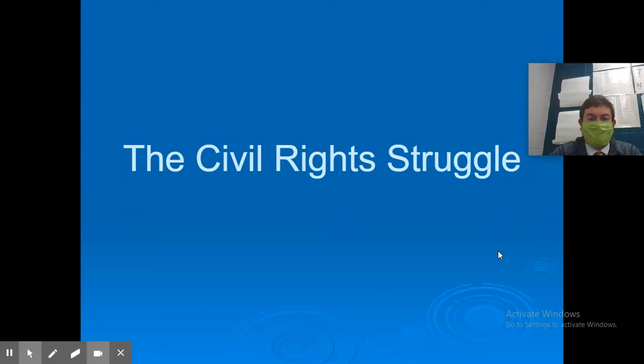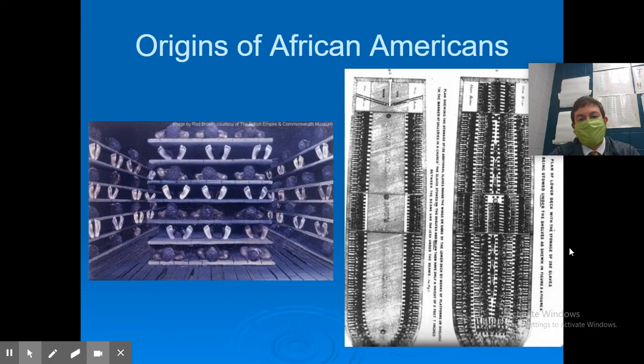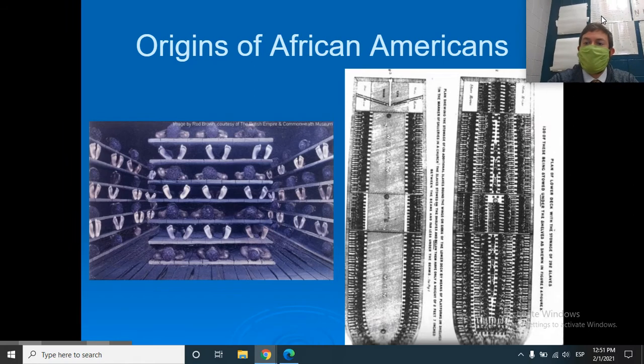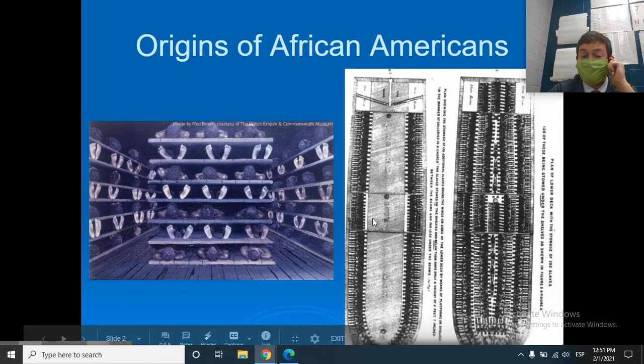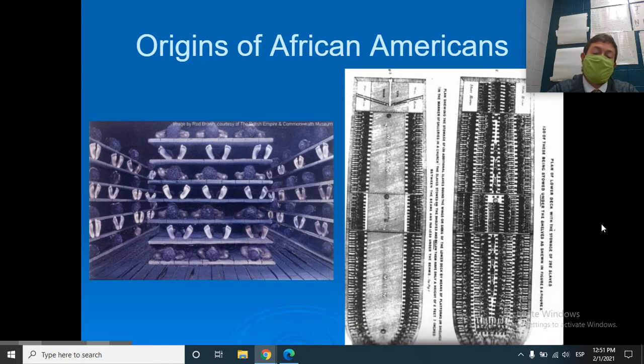Okay, so the civil rights struggle. The origins of African Americans come from Africa. If you look at the graphs or the pictures below, you can see how they were transported. The mortality rate on the trip over from Africa to here was called the Middle Passage. During the Middle Passage, about 15% of African Americans passed away.